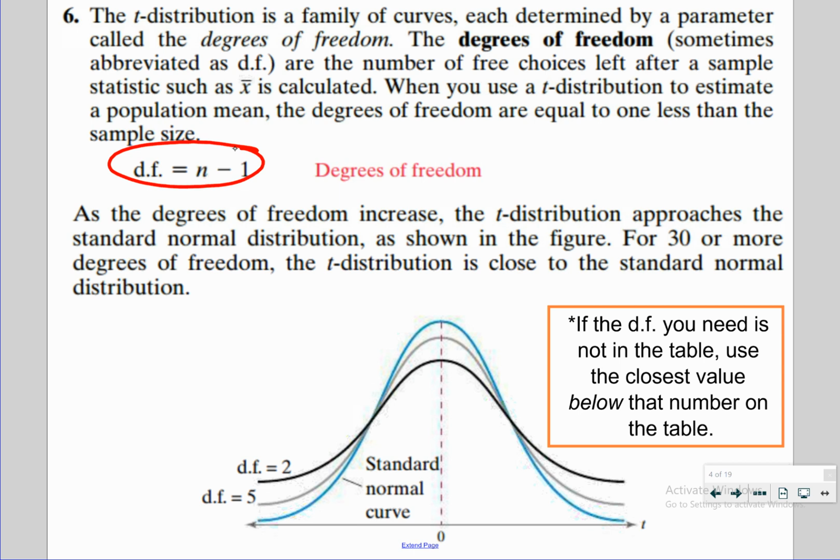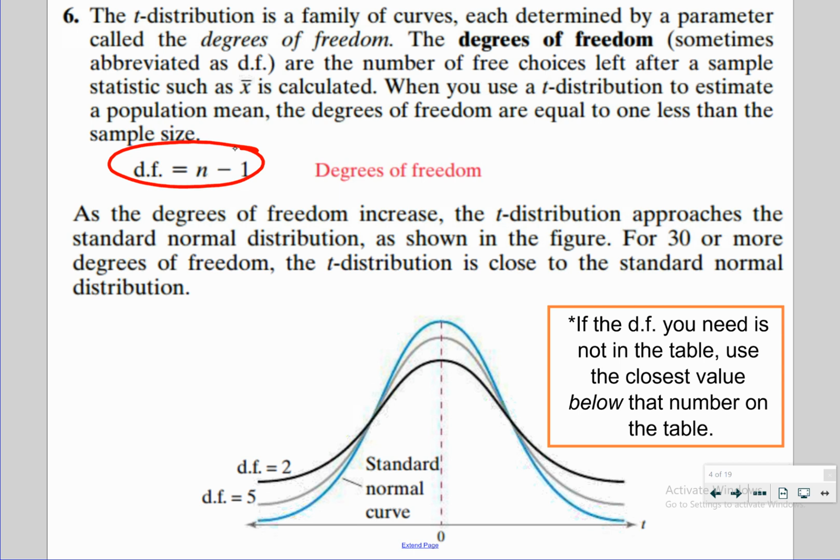As the degrees of freedom increases, then the tails get thinner. So the more degrees of freedom we have, which means the larger sample size we have, it's going to start to look more like our standard normal curve. On mine here, it's in color. The blue one is our standard normal curve that we would see with our z values. If we have 2 degrees of freedom, you can see what the curve looks like with those thick tails. With degrees of freedom of 5, you can see it starts to get closer and closer to that standard normal curve.